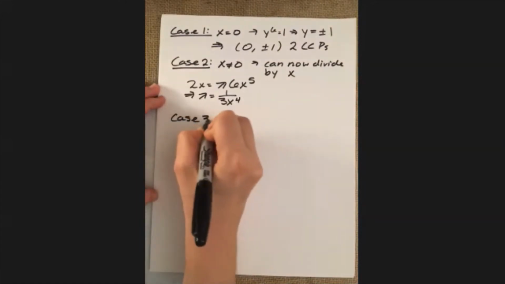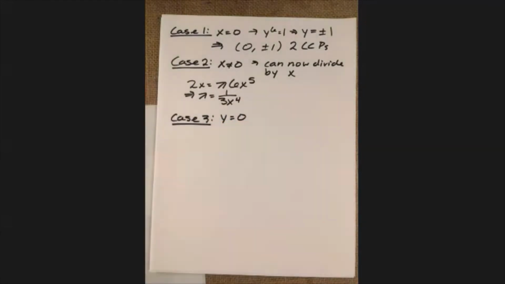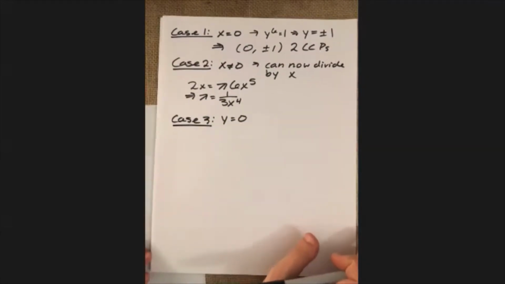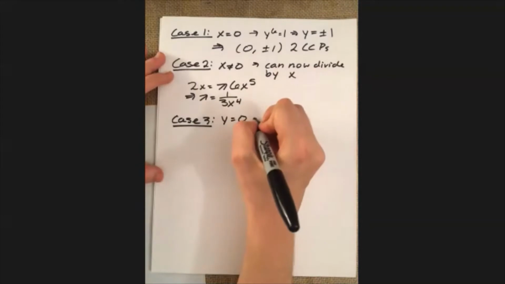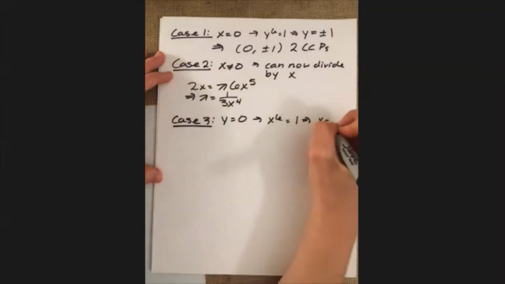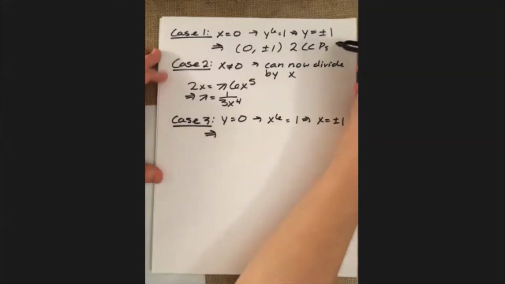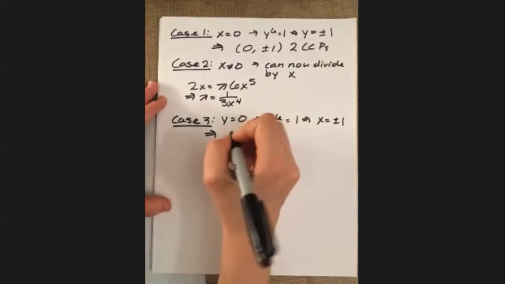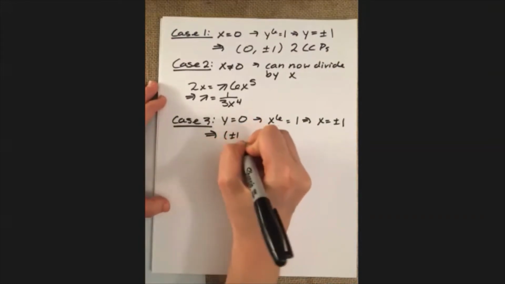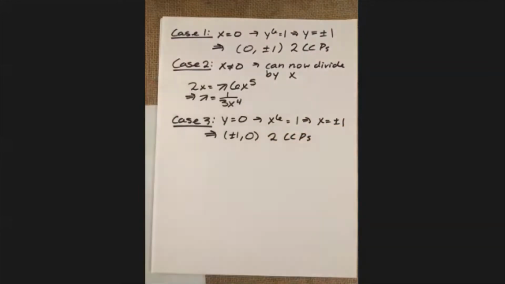So case 3, we're going to assume that y is equal to 0 to just get that out of the way. In this scenario, we then wind up with x to the 6th equal to 1, which means that x is equal to plus or minus 1. So we now get, once again, two constrained critical points, just like we did up here. And that's going to give us plus or minus 1, 0 as two more constrained critical points.